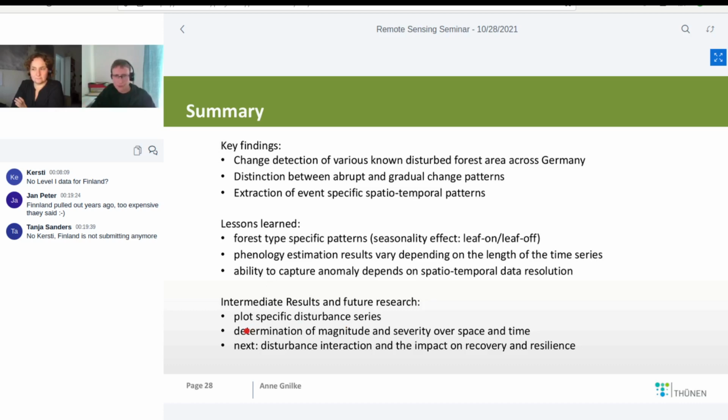So just to finalize this, intermediate results and future research. First, we had the plot-specific disturbance series. Then we determined some of the parameters to distinguish between different change patterns, and also determined the magnitude and severity over space and time. In the next step, we have to look hard into disturbance interaction and the impact of recovery and resilience to close the circle in the manner of remote sensing supported forestry strategies to face climate change impact and mitigate the consequences.